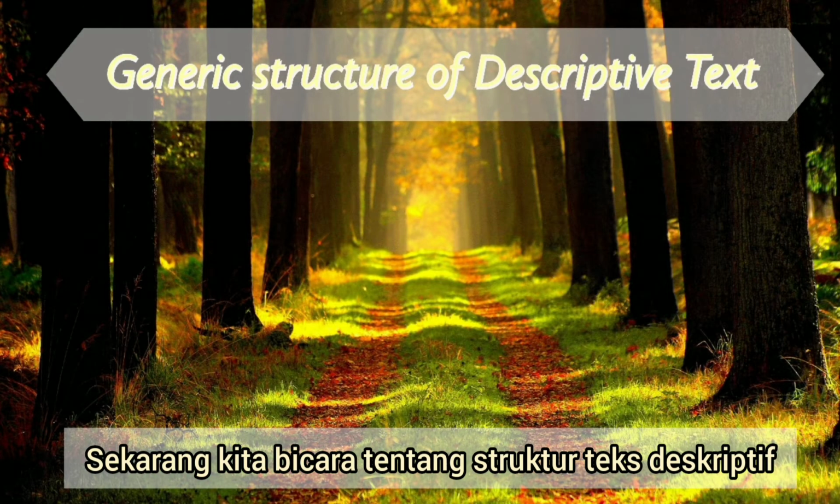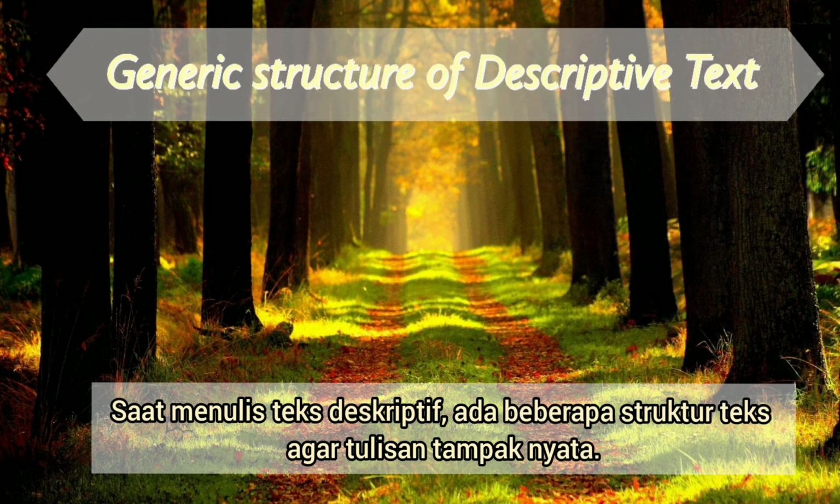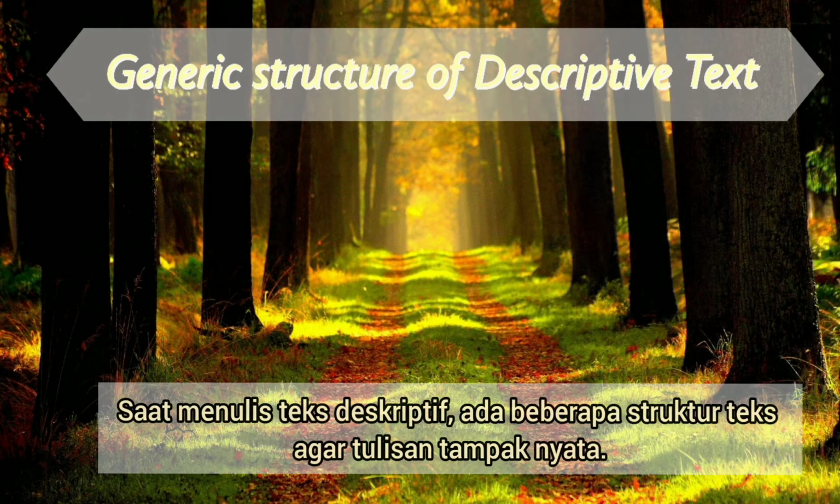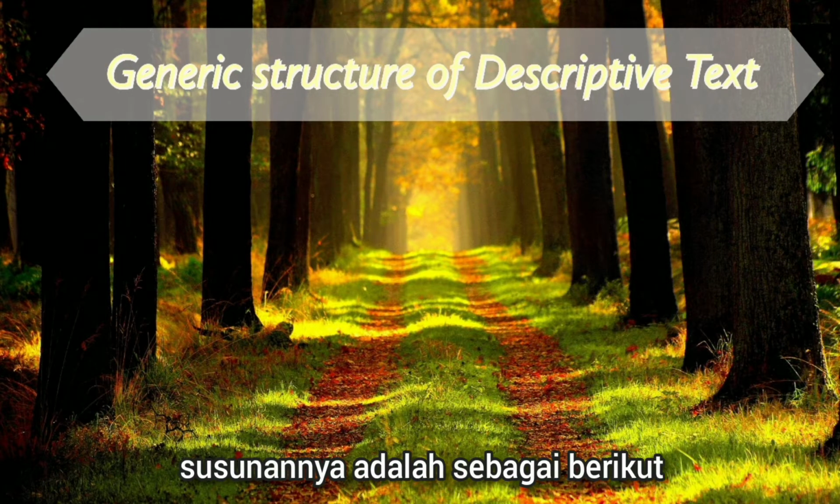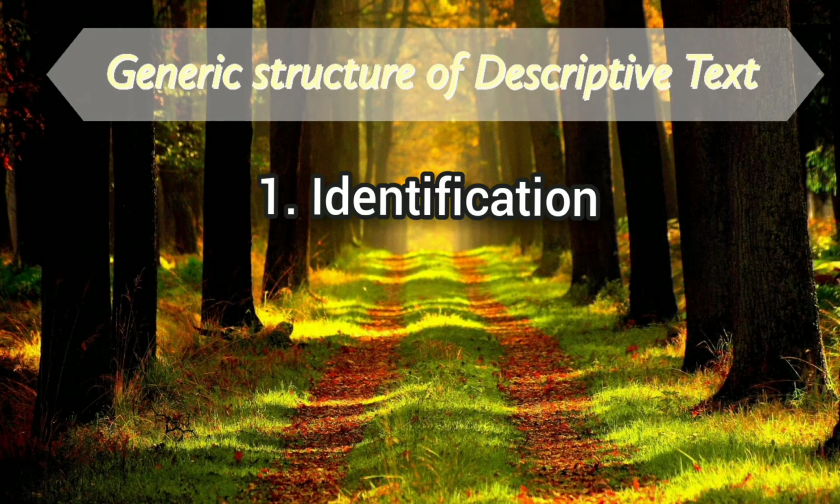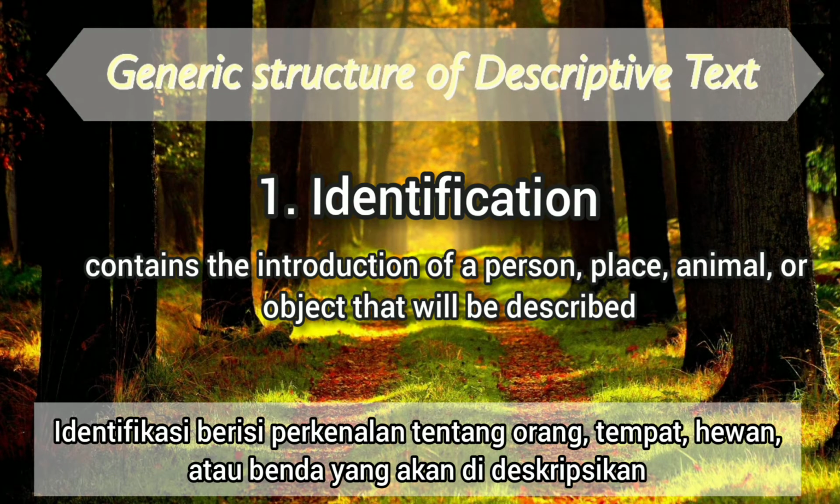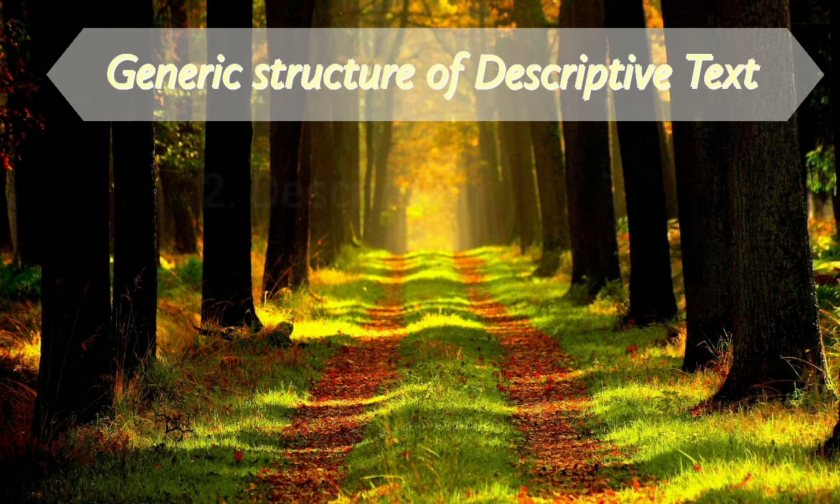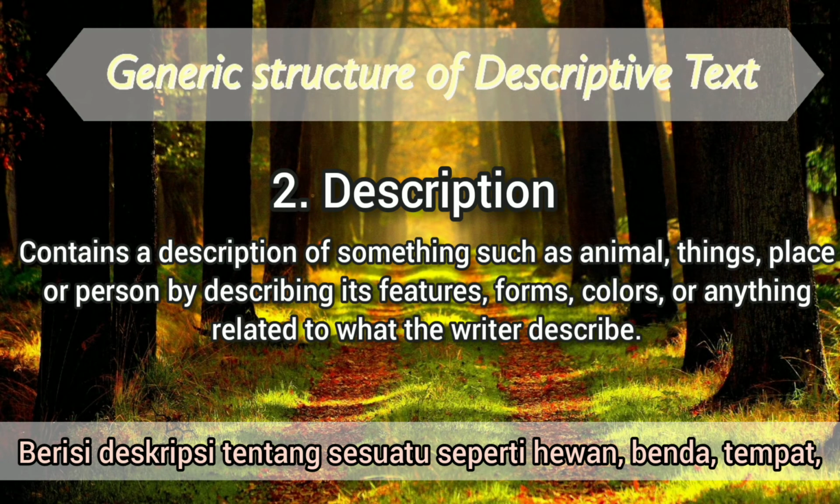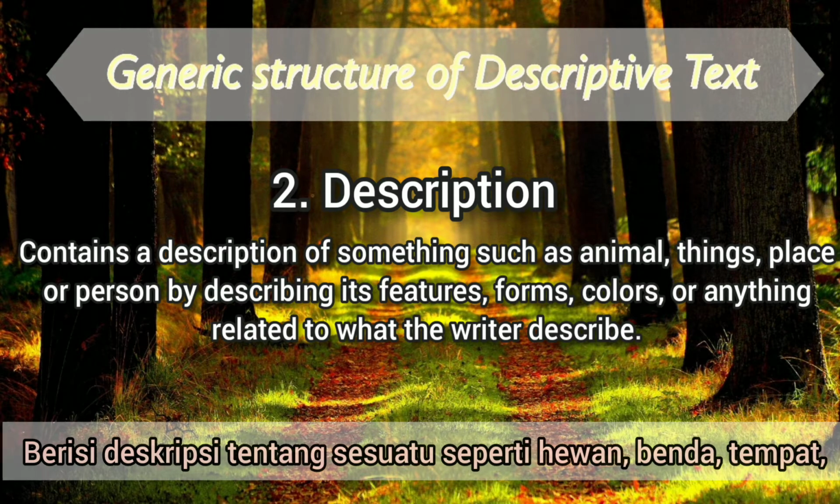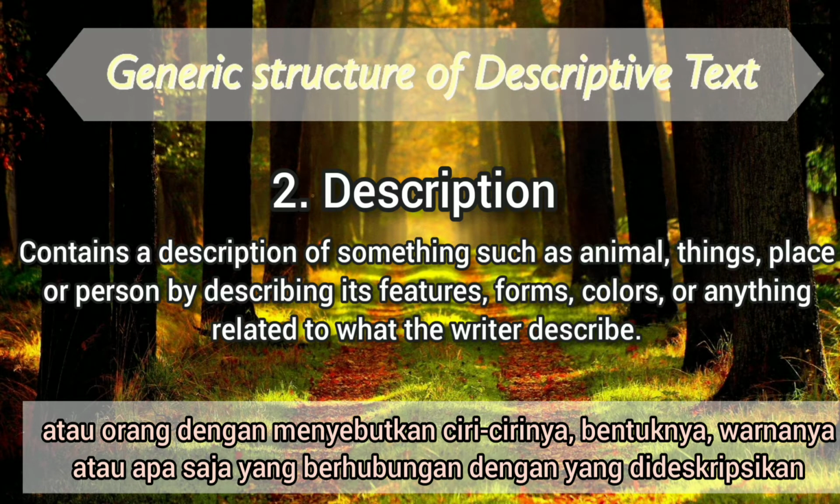Now, we talk about the generic structure. When writing descriptive text, there are some generic structures for our writing to be correct. The arrangement is: number 1 is identification. Identification contains the introduction of the person, place, animal, or object that will be described. Number 2 is description. Description contains a description of something such as an animal, thing, place, or person by describing its features, forms, color, or anything related to what the writer described.